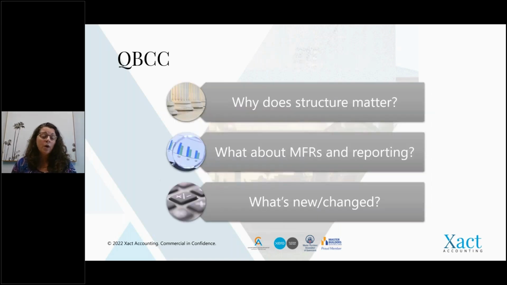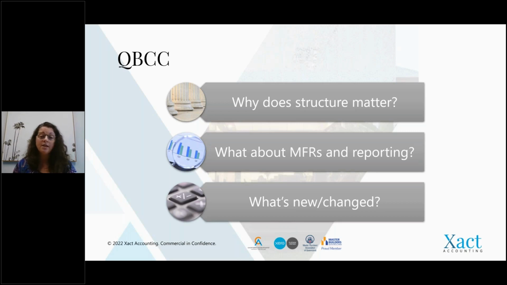A couple other very quick specific Queensland-based things, QBCC. So for those of you that are builders in the room today and you are dealing with QBCC in Queensland, you probably are aware that QBCC has been tightening their rules in recent years and things are getting much more difficult in terms of meeting your license obligations. Structure is key here. Structure is really important.